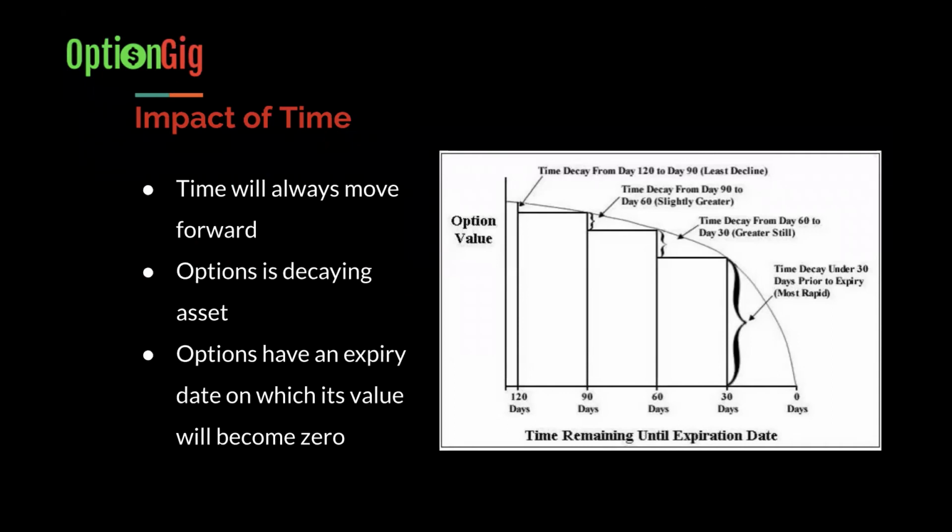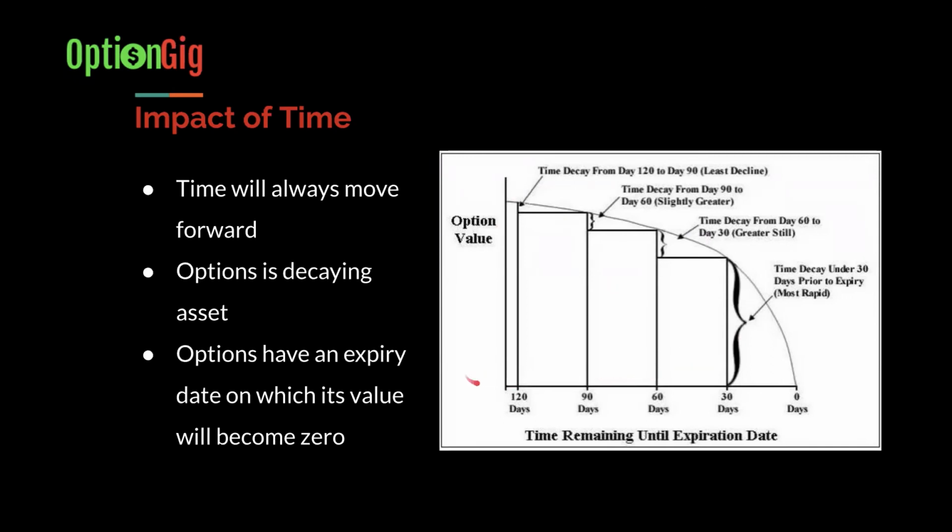Third thing, we all know that time impacts option pricing. So let's understand the impact of time. One thing is a universal truth: time will always move forward. That will be true until a time machine is invented. But we'll see. So we know that time always moves forward. And in that case, if we look at the chart on the right side, the option value decreases with time.